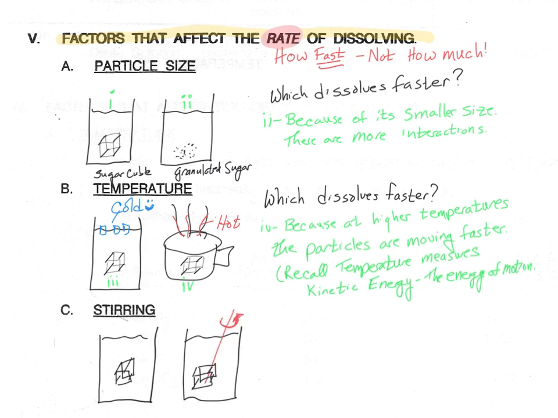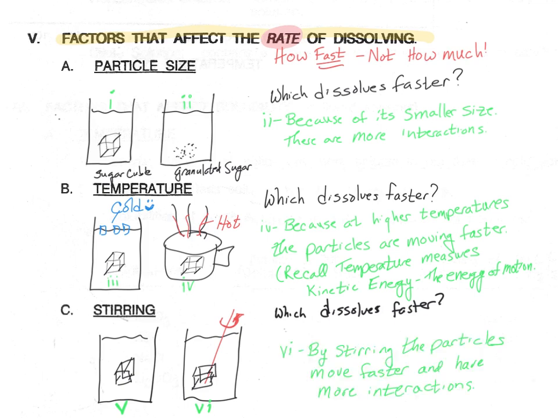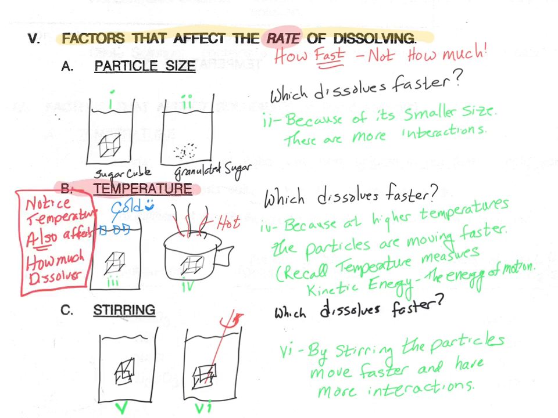And finally, let's look at how stirring affects the rate of dissolving. You probably already know, if you've ever added sugar to your tea, that if you stir it, it will dissolve faster. So solutes do dissolve faster when they are stirred, and that is because as we stir, we make the particles move faster, and therefore there are more collisions. The more collisions there are, the more interactions there are, the faster the solute will dissolve. Of these three, only the temperature also affects how much dissolves. The others only look at how fast. So temperature does affect how much dissolves.